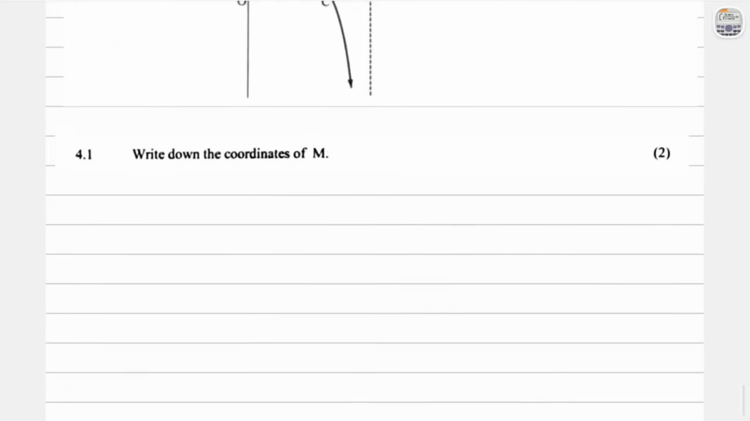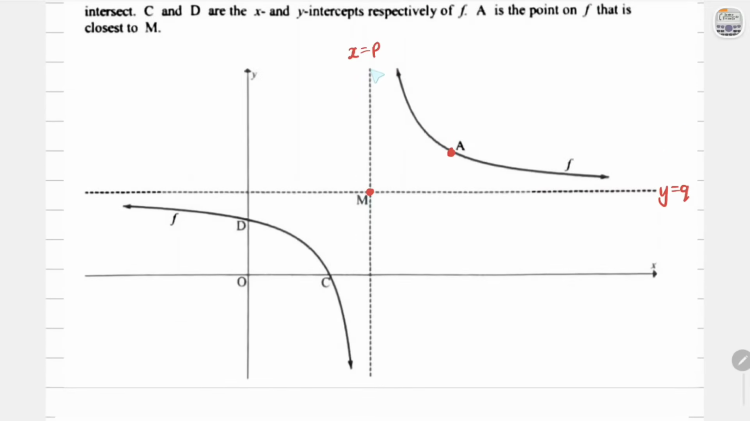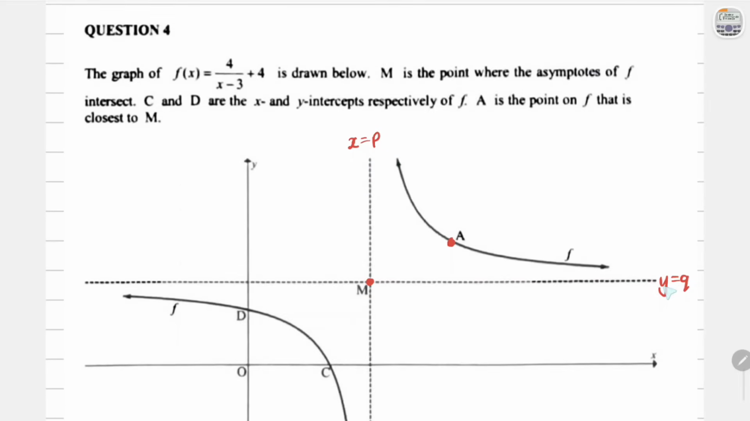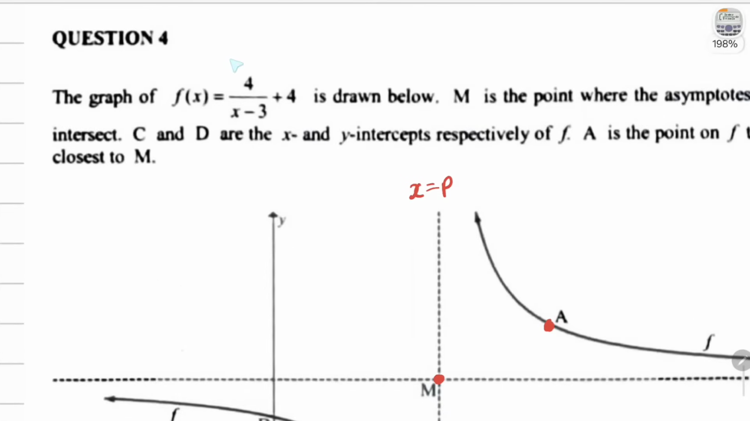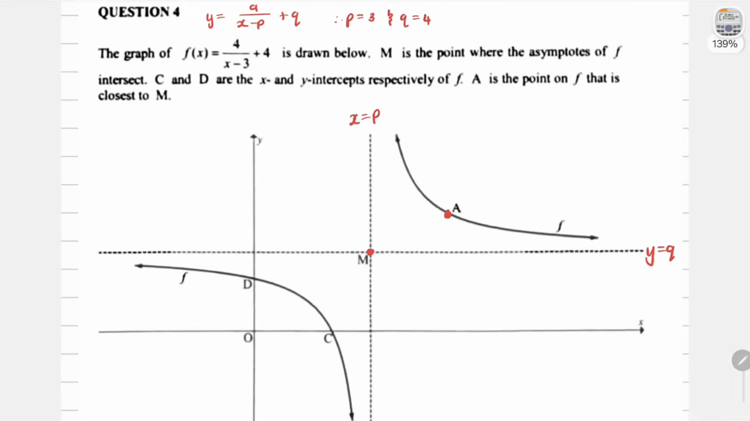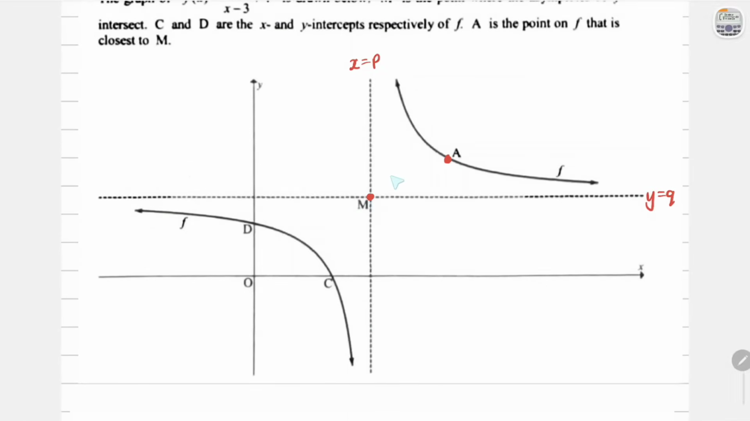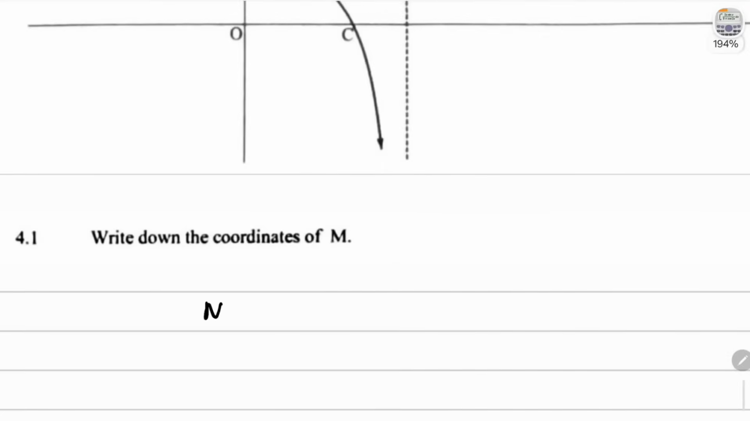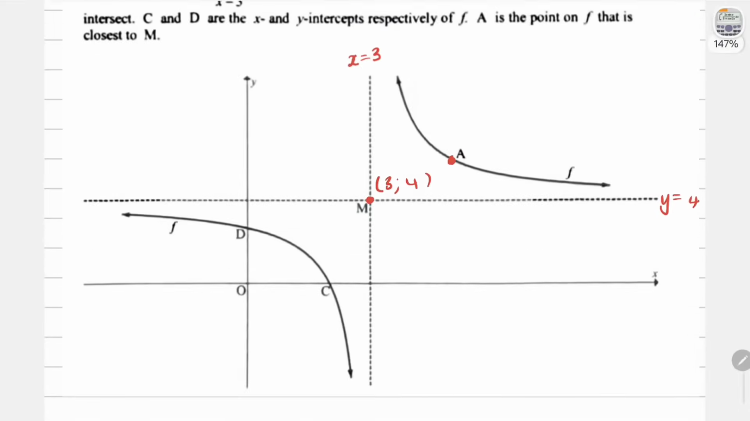The first question is to write down the coordinates of M. I told you that M is the intersection of the vertical and the horizontal asymptote. So what is the P value and what is the Q value? Remember that the general equation of a hyperbola looks like this: a over x minus p plus q. So what is P and Q? P would be 3 because it's x minus 3, and Q would be 4. So if this is the intersection of P and Q, then the x value is 3 and the y value is 4. So that's what M is going to be. M is simply the point (3; 4). That is it for that question.